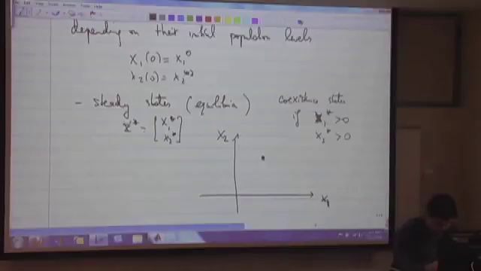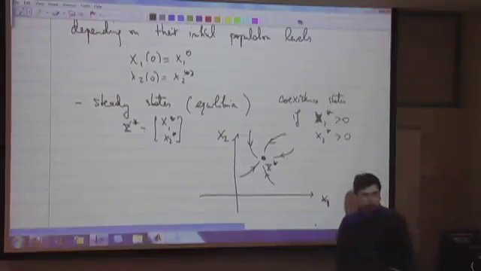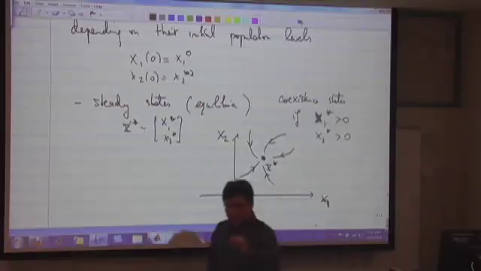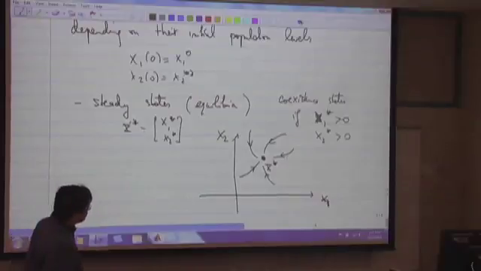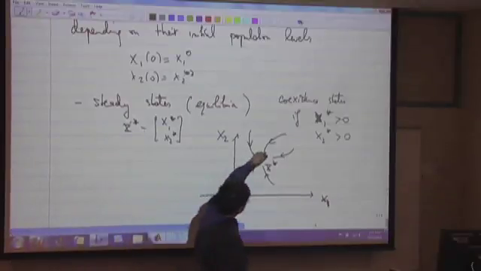So we'll see an example in a minute, but again, there could be a coexistent equilibrium here. This would be x star, and there could be other initial conditions that go to this, right? This would qualify this equilibrium steady state to be not only a coexistence equilibrium, but a stable coexistence equilibrium.